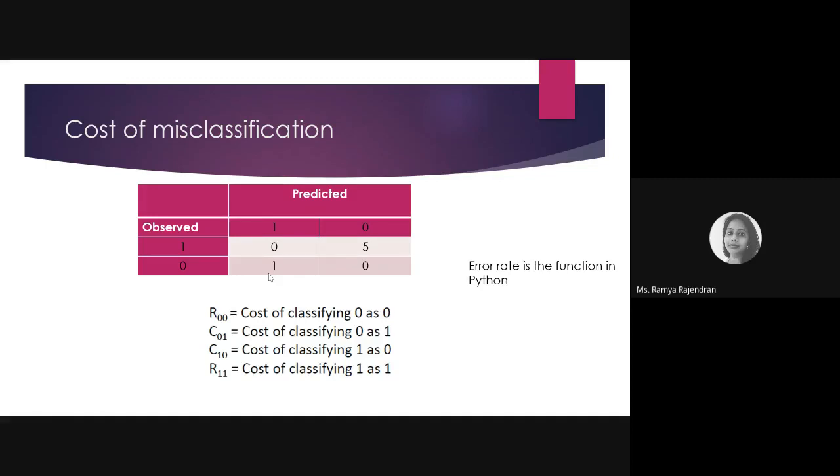Okay. So in Python, you will be using a function called error rate to mention this. You'll be creating a list of all this misclassification cost, and then you can include that in your algorithm. Okay.